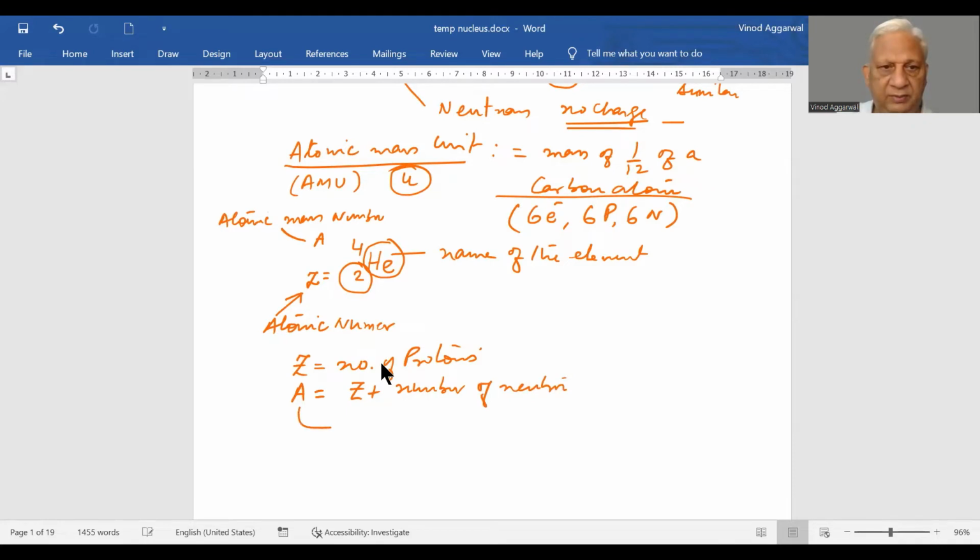So basically, this atomic mass number is a sum of the number of protons and number of neutrons put together, where Z is purely a number of protons, and protons are positively charged bodies. So this is just a convention of representing.